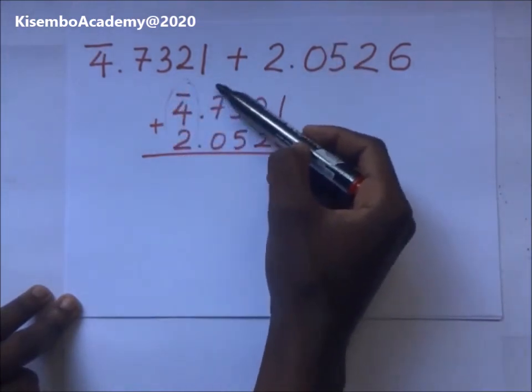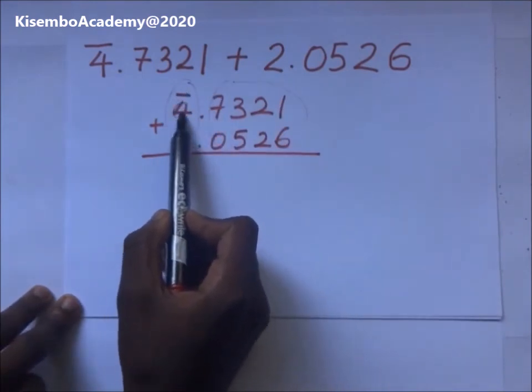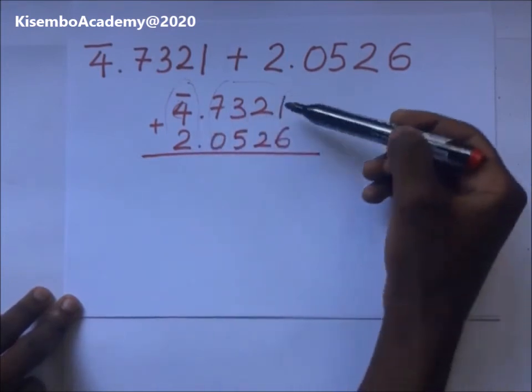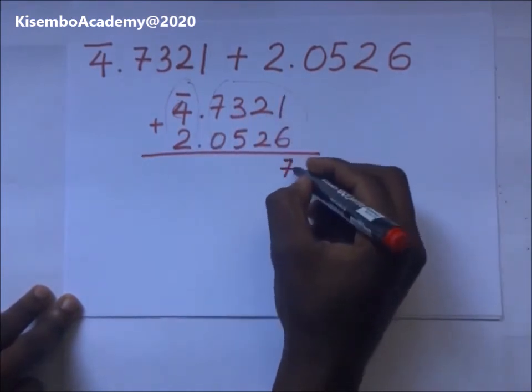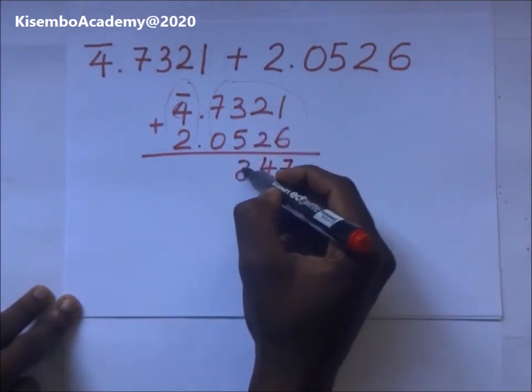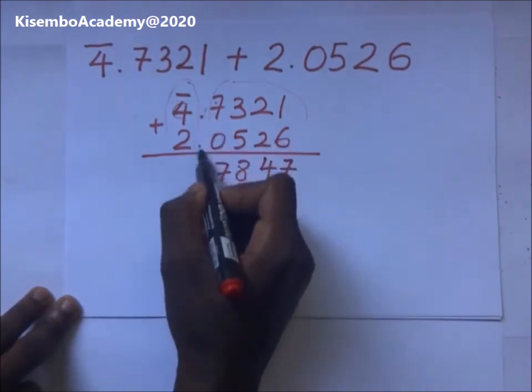This is separate from that. So this negative only affects this characteristic. It does not affect the rest of these, so these ones are not taken as negatives. So when you're adding, this is 6 plus 1, which is 7. 2 plus 2, which is 4. 5 plus 3 is 8. 7 plus 0 is 7. Then we have our decimal point right there.